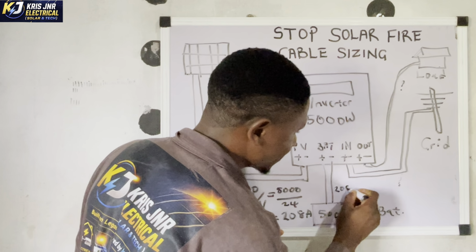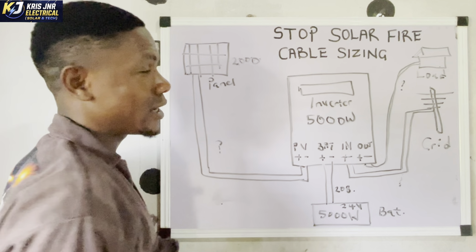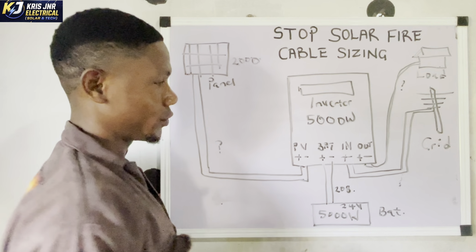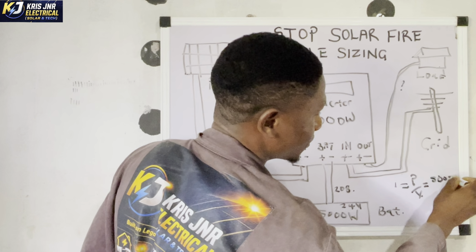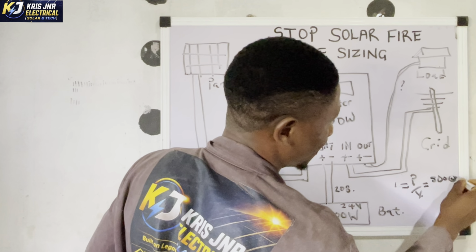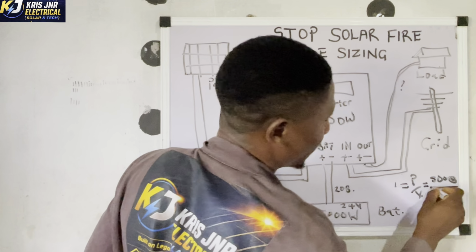Let's go here. Let's talk about the grid. The grid system, which is your national grid, is 240 volts. We all know this. The grid is 240 volts, and it's a 5,000 watts inverter, so it's drawing 5,000 watts from the grid. It needs 5,000 watts to be able to charge the battery. So current equals power over voltage. You have 5,000 watts divided by the voltage, which is 240.